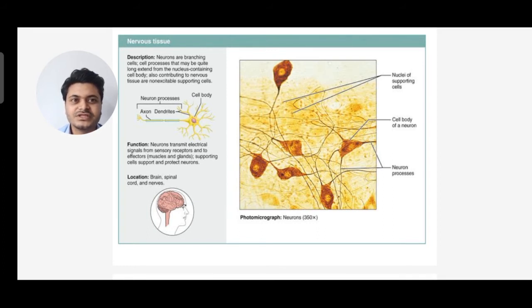So what is its function? Neurons transmit electrical signals from sensory receptors to the effectors, that is muscles or glands, and supporting cells support and protect neurons. The location is brain, spinal cord, and nerves. You can see the function and the figures given. A neuron has two major parts: axon and dendrites.